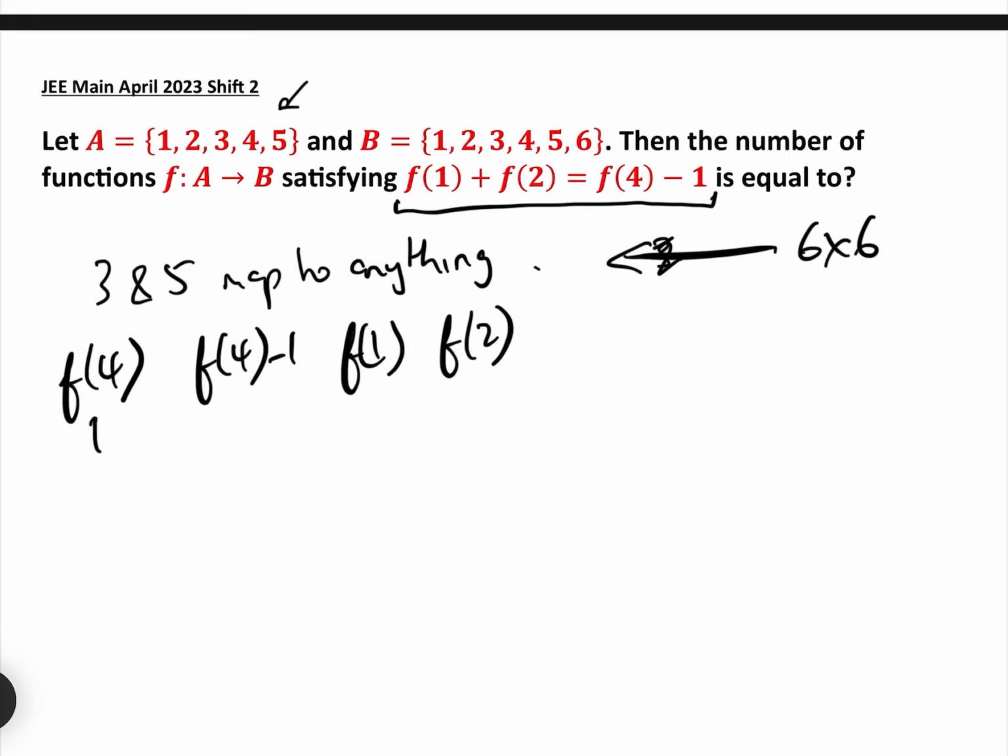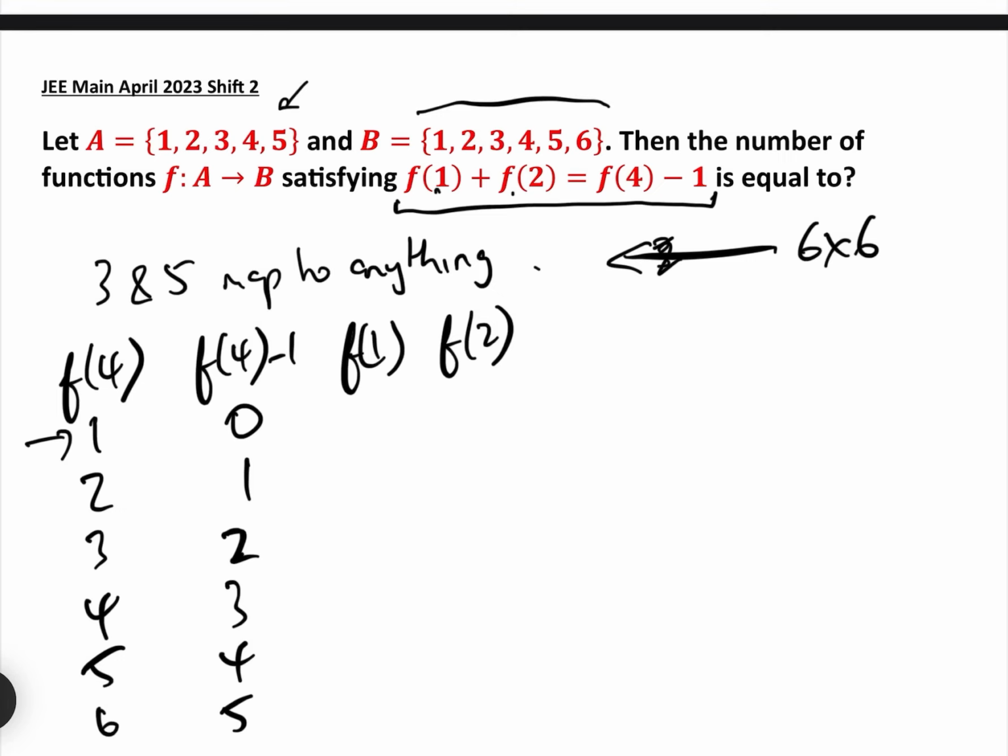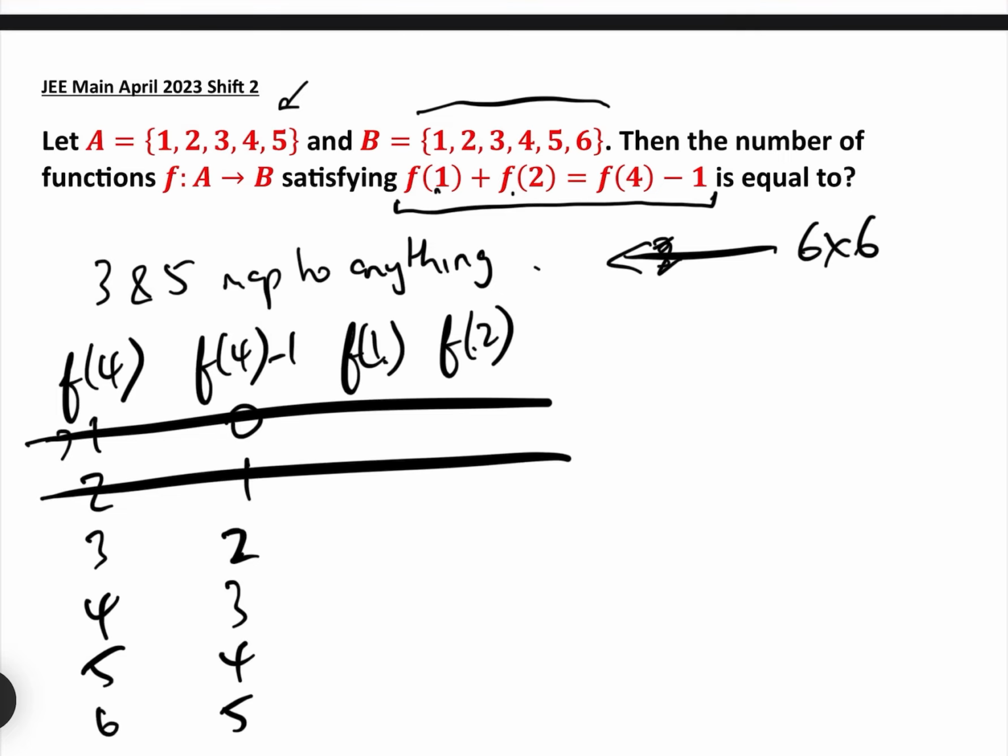Let's have a look, 1, 2, 3, 4, 5, and 6. Now if f of 4 equals 1, then f of 4 minus 1 is 0. Well, clearly f1 add f2 can't be equal to 0 because all of the numbers are positive in the codomain, so that we can write off. What about if f of 4 is 2? Well, for the same logic, that means f of 4 minus 1 is 1. Well, f of 1 add f of 2 can't possibly equal 1, and so we can knock that one out.